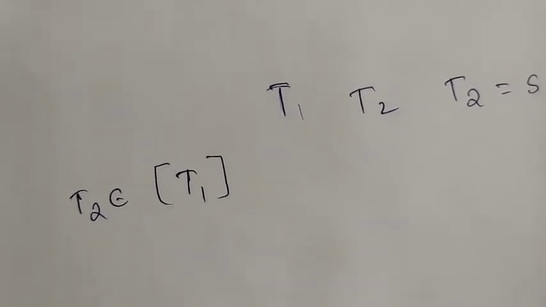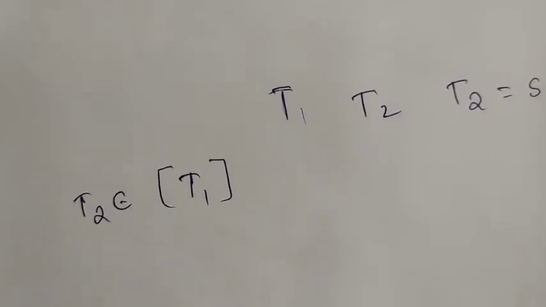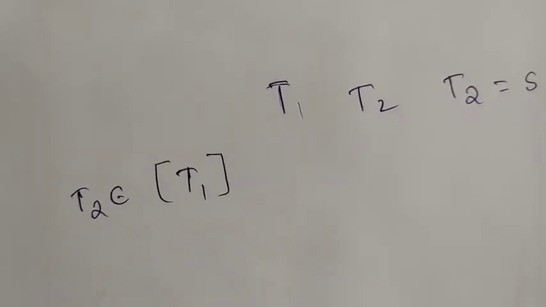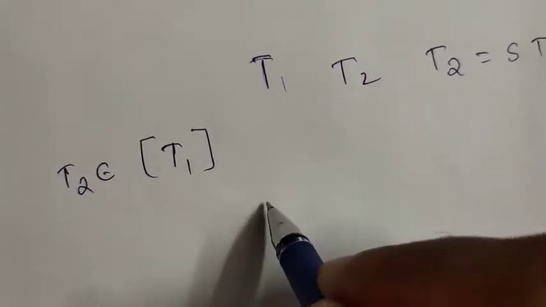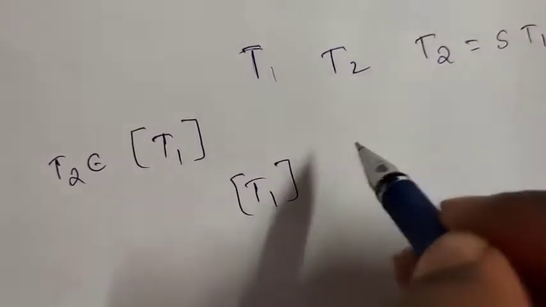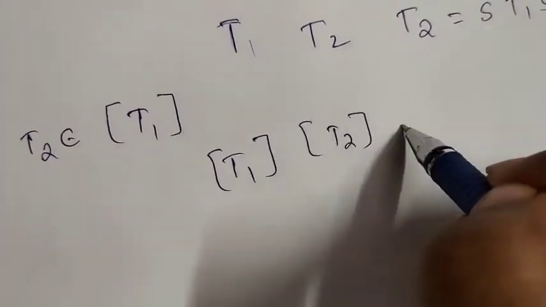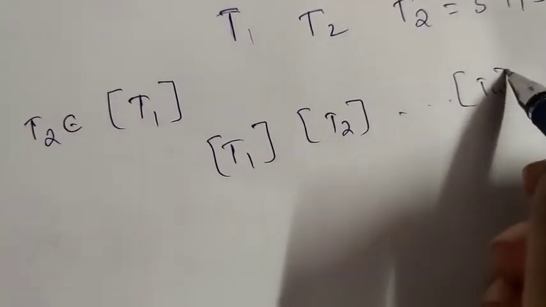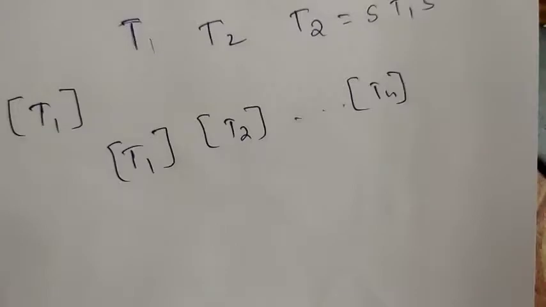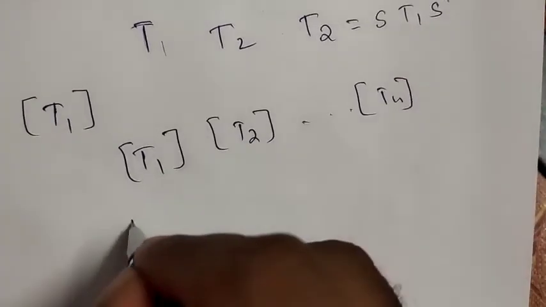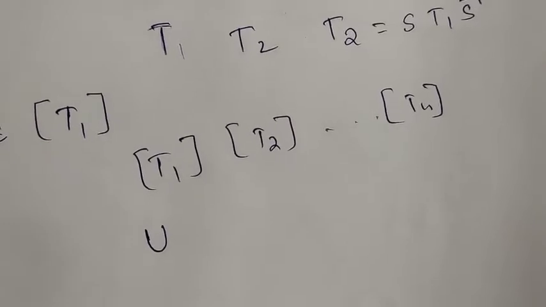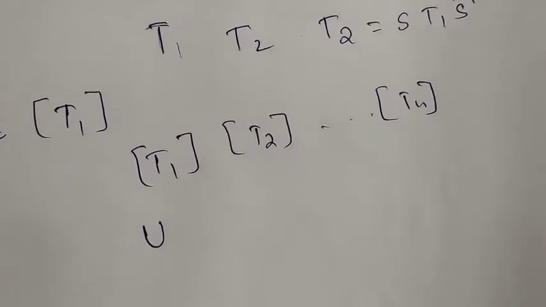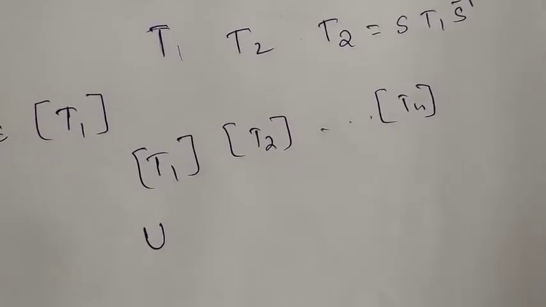It's not a very feasible procedure. So what you have to do is this: suppose we have so many similarity classes, say T1, T2 and so on, n number of similarity classes. Suppose I take one transformation, say U, and I ask whether U is similar to T1, U is similar to T2, or U is similar to Tn.